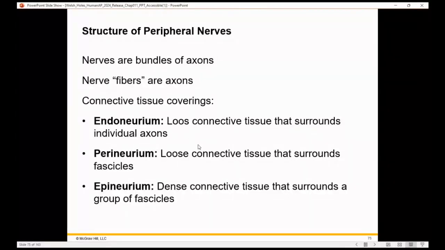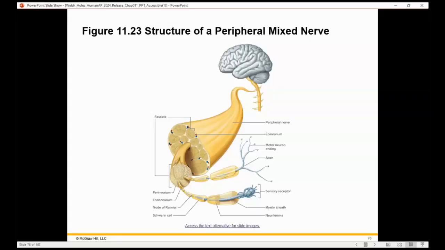The endoneurium is loose connective tissue that surrounds the individual axons. The perineurium is loose connective tissue that surrounds the fascicles, and epineurium is dense connective tissue that surrounds a group of fascicles. This figure shows you the organization of a nerve and the different connective tissue coverings.